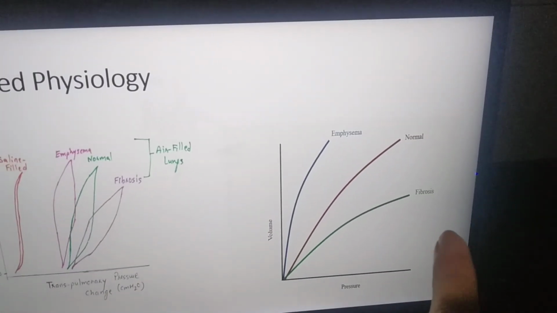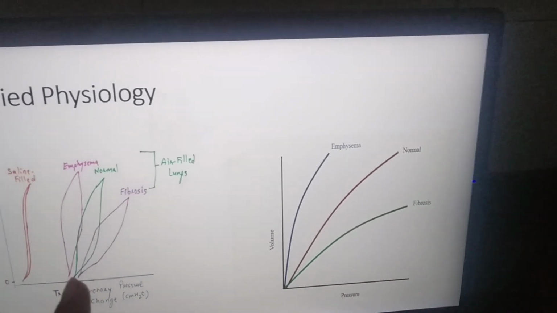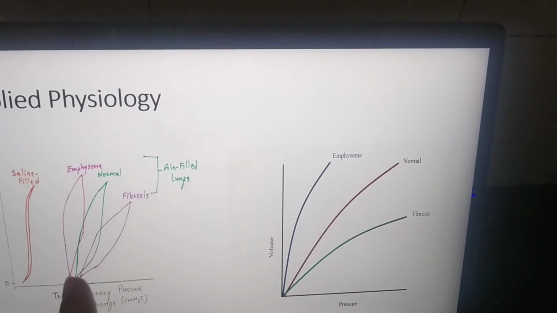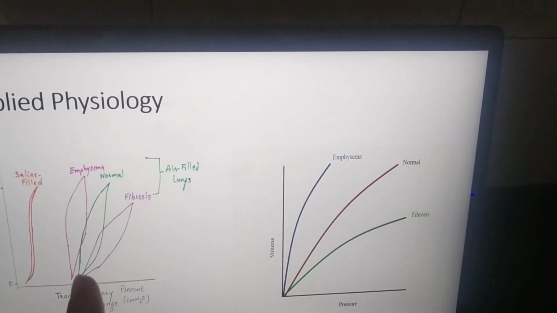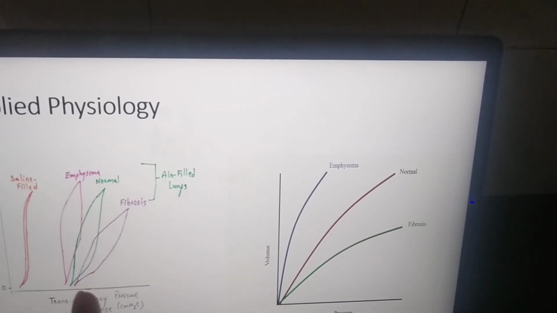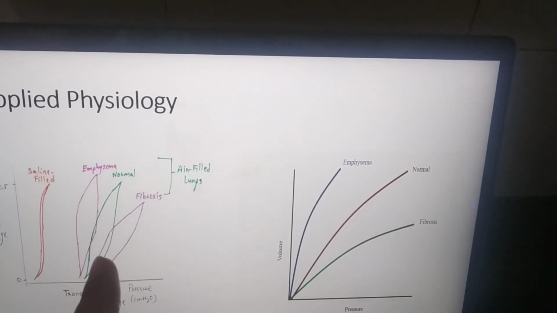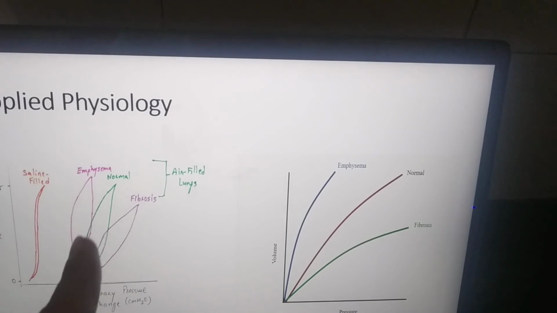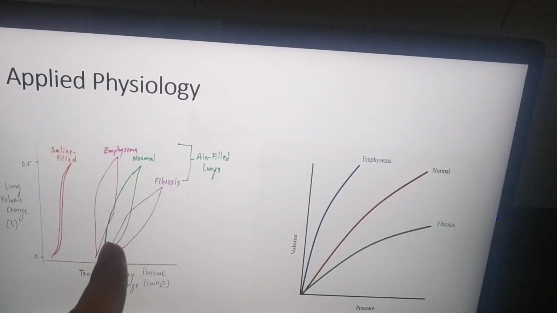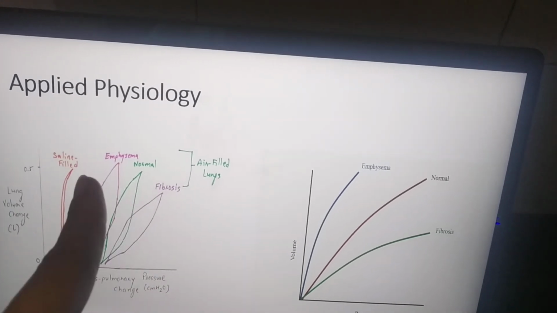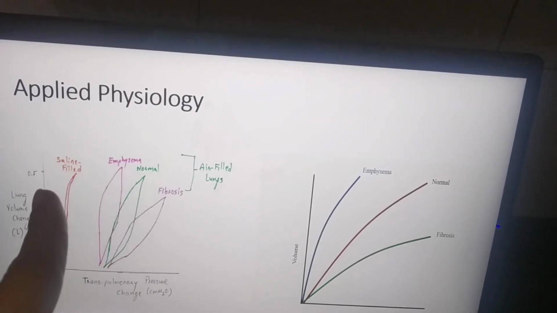Now what happens in fibrosis? Here, in the same way, we can see it can be drawn like this also. With a very small change in pressure, the lung will fill very easily, meaning compliance is increased, and the distensibility of the lung is very much more. So the curve will be shifted upward and in the leftward direction.